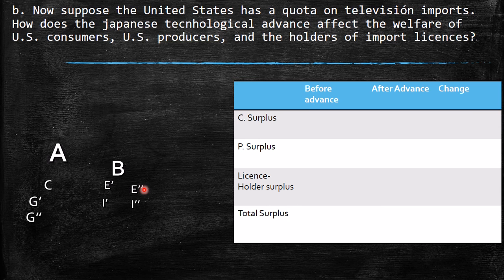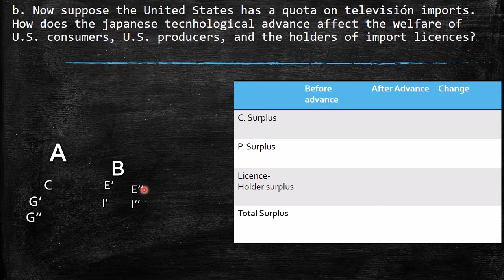Okay, so now imagine that the United States has a quota on television imports. What is a quota on television imports? Basically, the government fixes the quantity of televisions that can be imported. For instance, before it was possible to import 100 TVs without any problems. Now the government limits this quantity. The government says, okay, you cannot import 100 TVs anymore. You can just import 50 televisions.